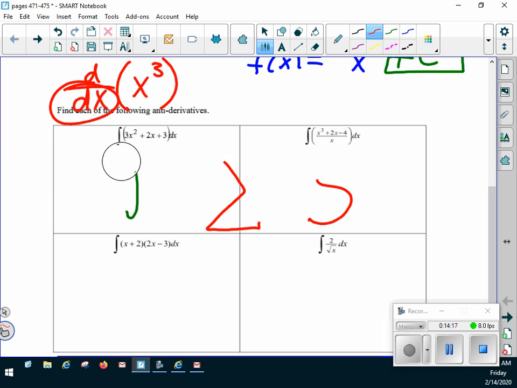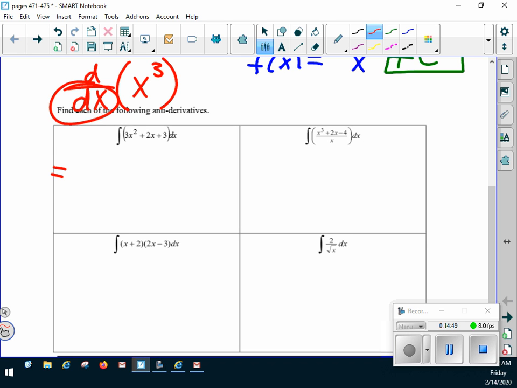Okay. Now, we're going to take the integral or the antiderivative of this polynomial, 3x squared plus 2x plus 3 dx. Ignore the dx. It just means I'm doing it with respect to x. x is going to be in my answers. How many terms do you see in that polynomial? You've got 3. So we're going to do the rules we just developed for each of those 3 terms.